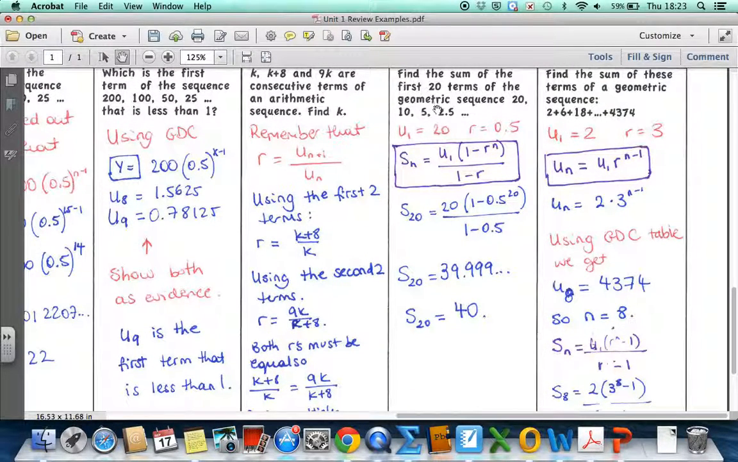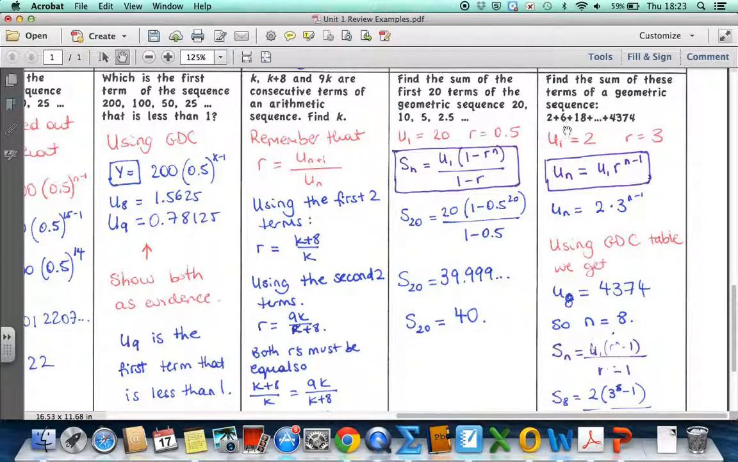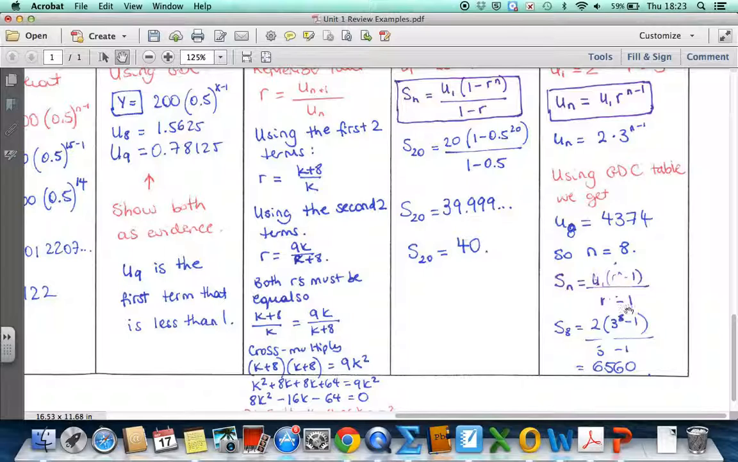Finally, sum of the geometric sequences. We've got u1, we've got r, we've got n, which is 20. Plug it in, should get an answer of 40. And here, we've got all the ingredients, but we don't have n. So we need to find n, and in order to find n, we type what we know, which is a formula for un, into the GDC. Scroll down, and you'll find that the 8th term is 4,374. So now we've got all our ingredients, we can sum.